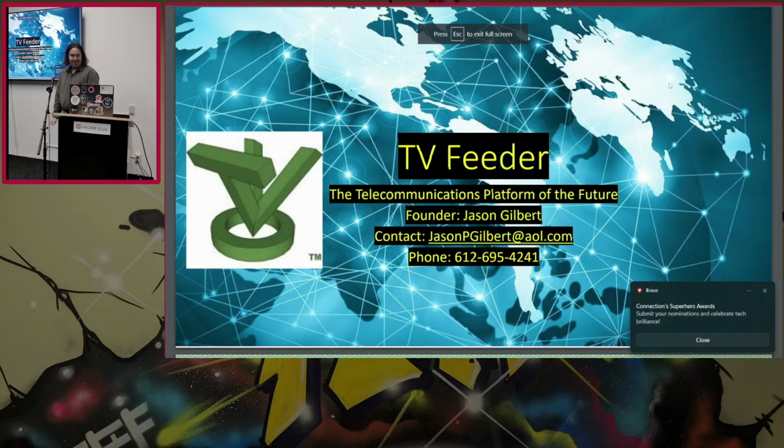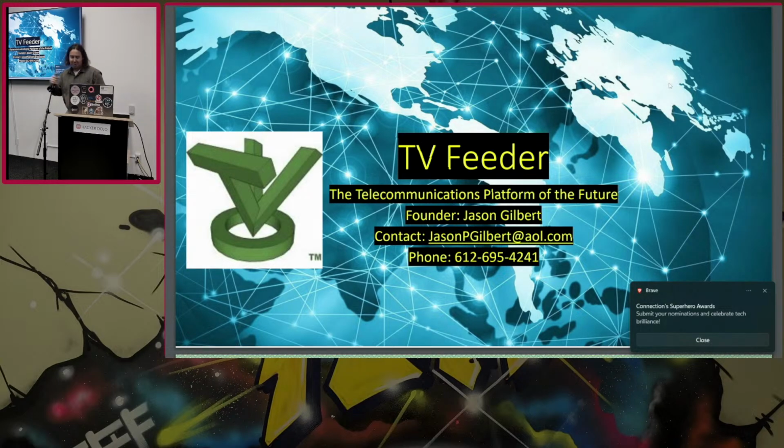Okay, so this is my first slide, TV feeder, telecommunications platform of the future. This is supposed to represent all the intercommunications of the whole networking infrastructure. That's kind of what I'm going for.